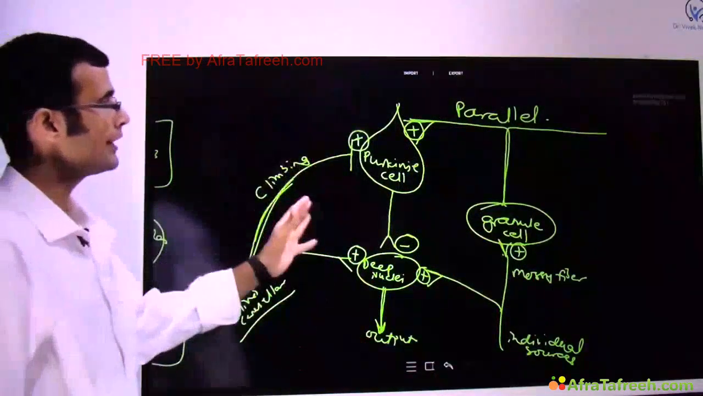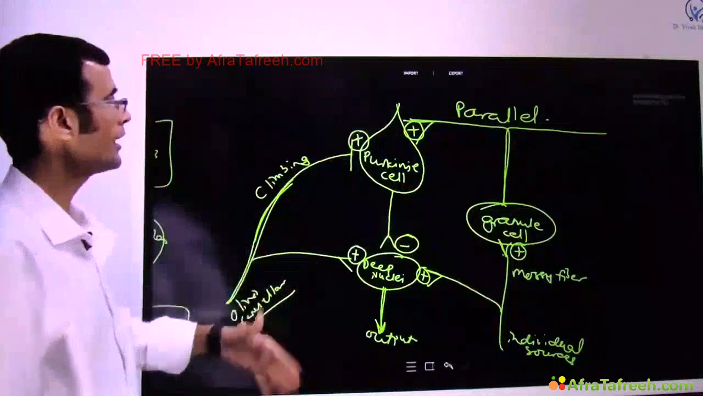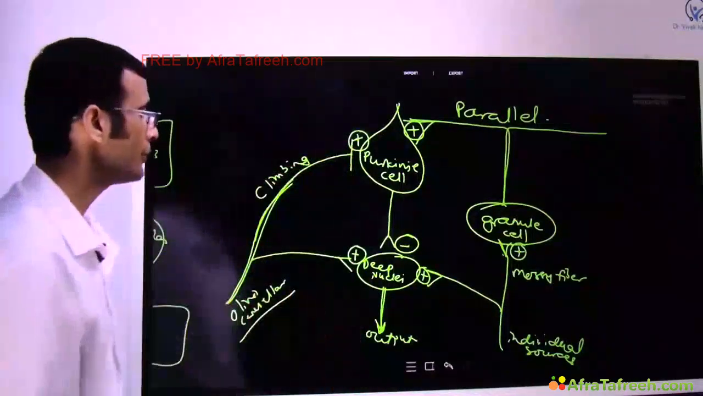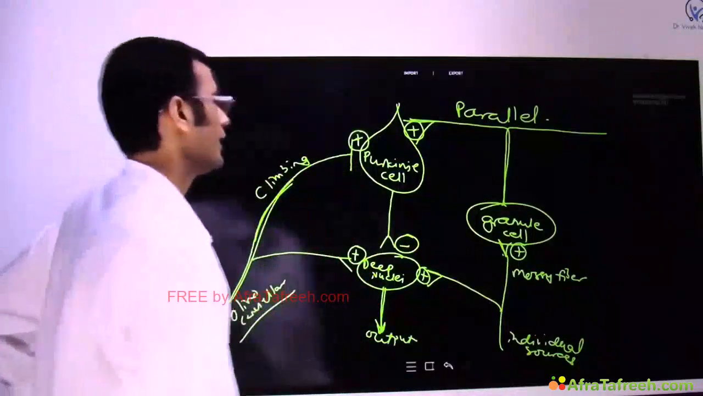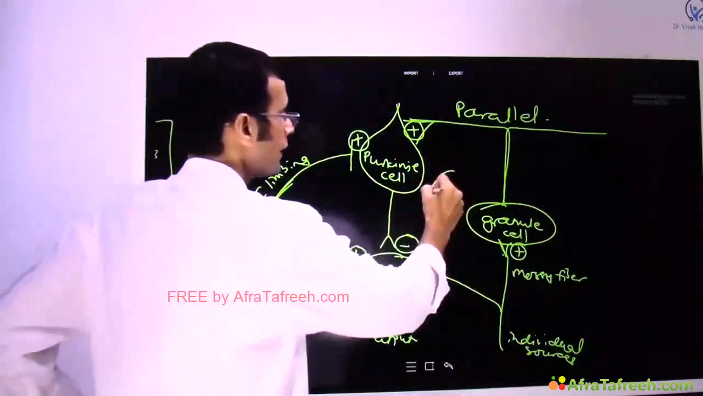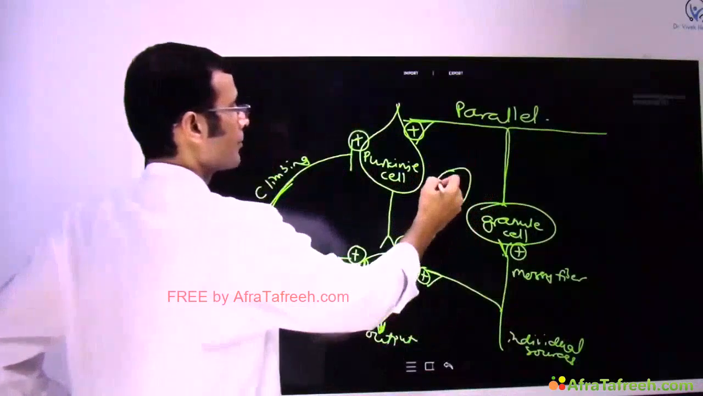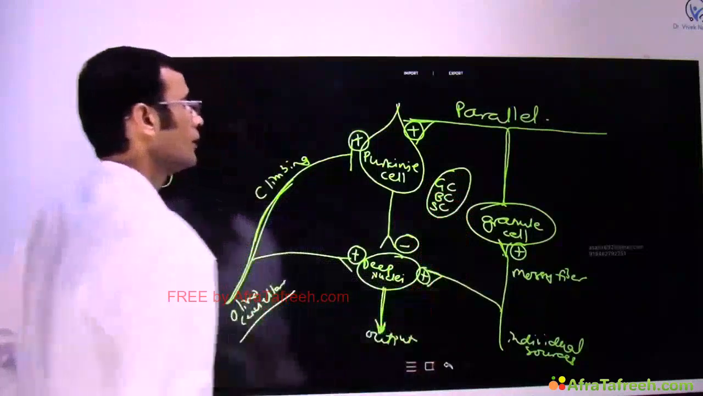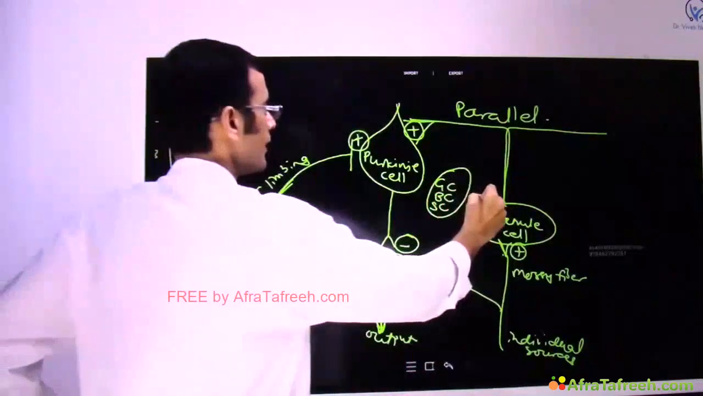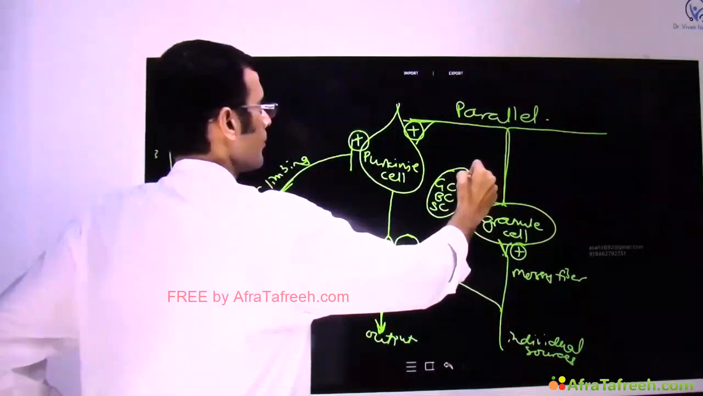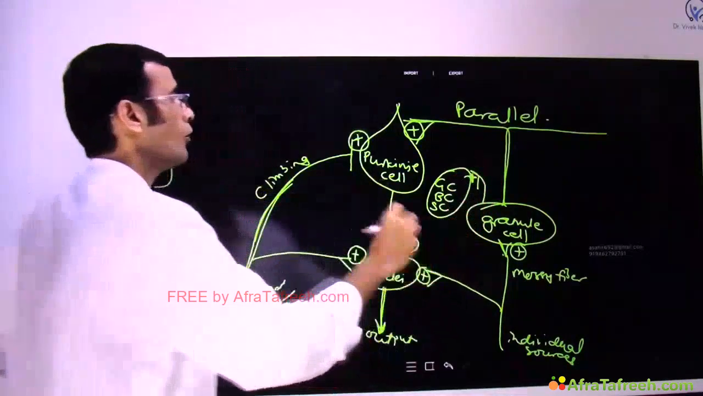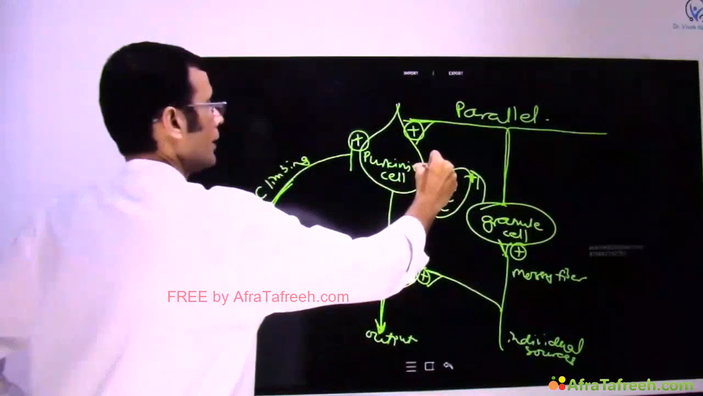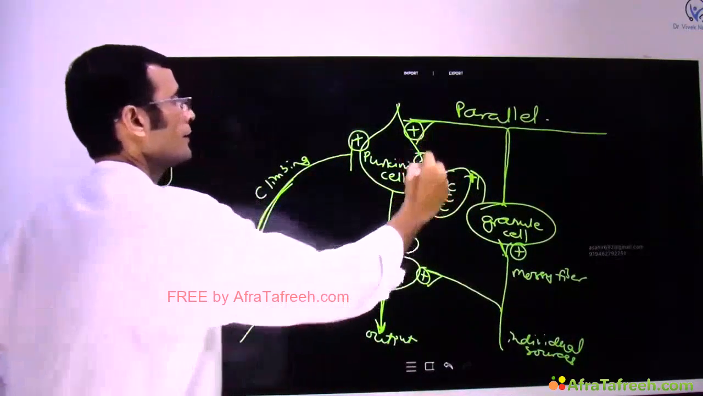Now from all this, it looks as if all the time the Purkinje cell is getting excited, and then it exerts the inhibitory influence on the deep nuclear cell. That's not the case. There are three short inhibitory interneurons in the cerebellum: Golgi cell, basket cell, and stellate cell. All of them are inhibitory interneurons, and they inhibit the Purkinje cell.